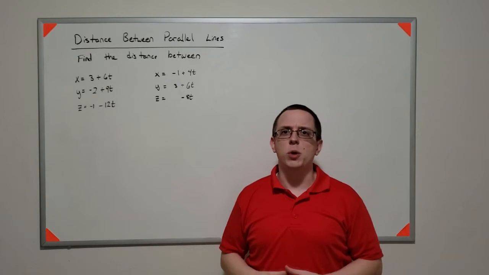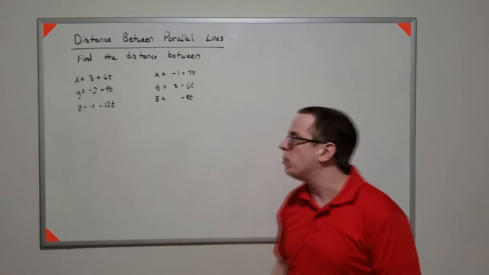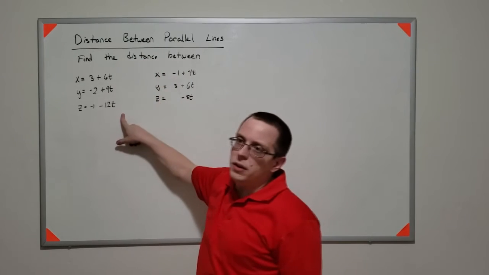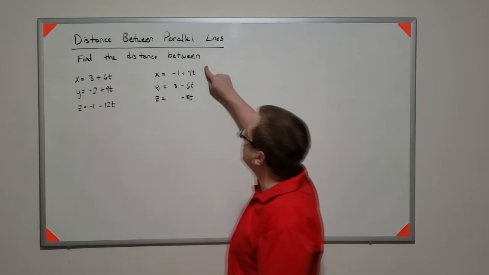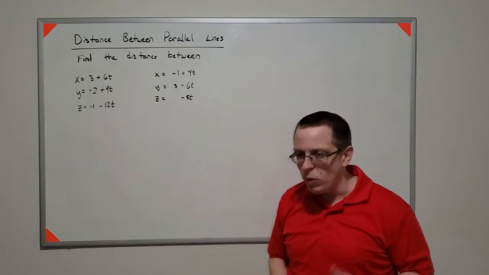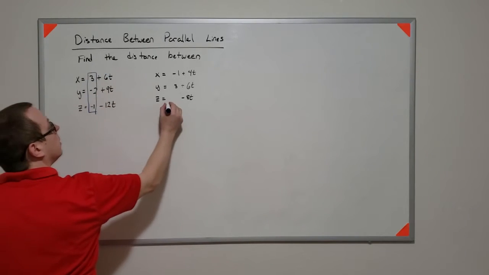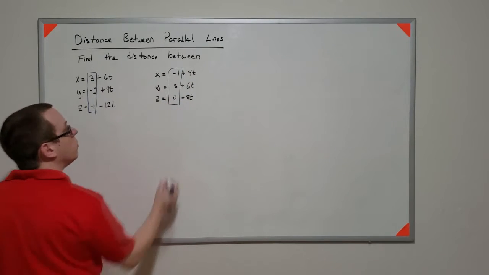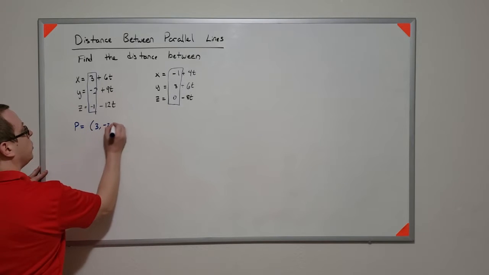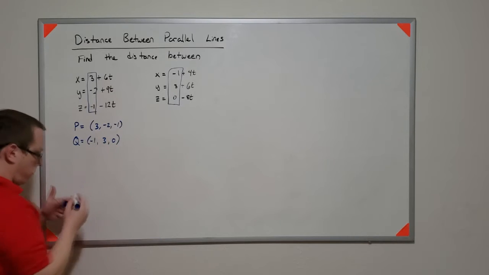We want to do an example showing the distance between parallel lines. And to do that, I've chosen this particular example. Here, we want to find the distance between the line described by this set of equations and the line described by this set of equations. Now, if you recall, normally the way we would do this is we would say those are my points, so I can call this P (3, -2, -1) and Q (-1, 3, 0).